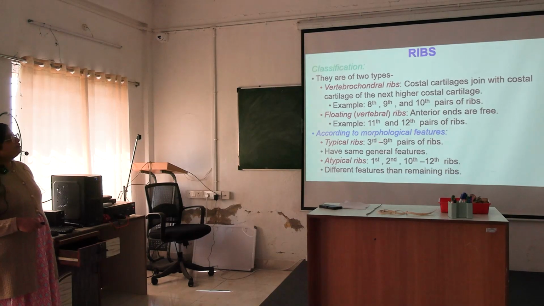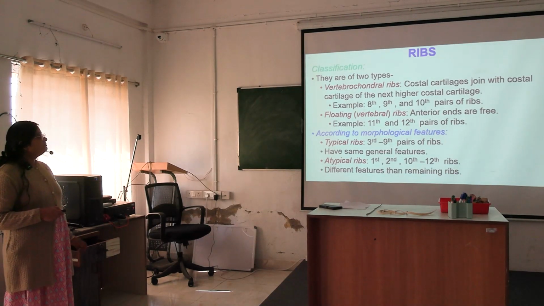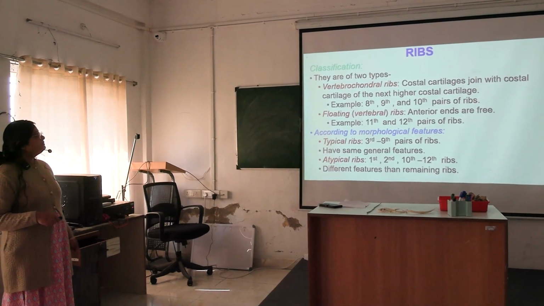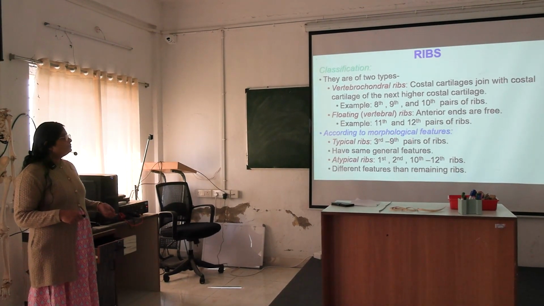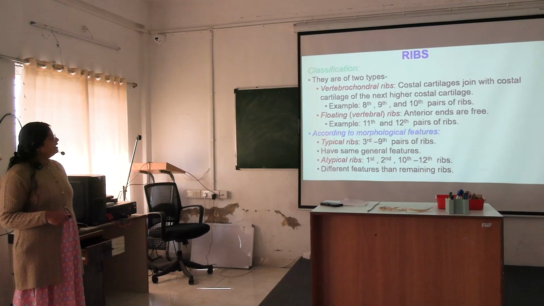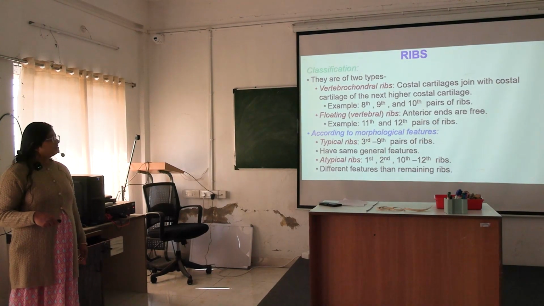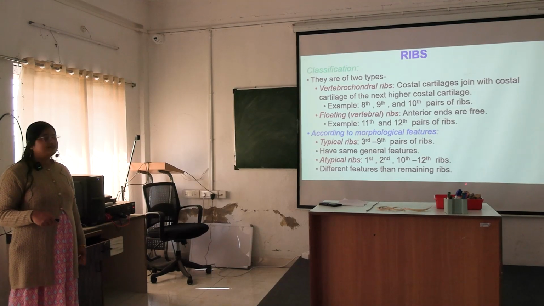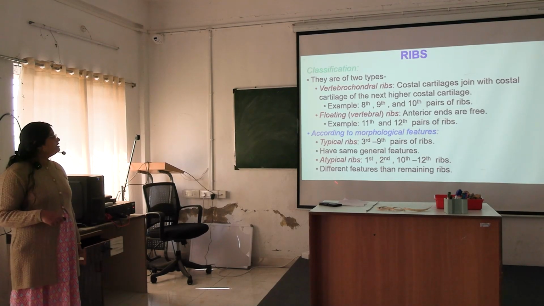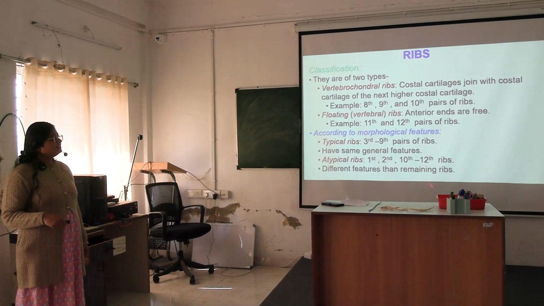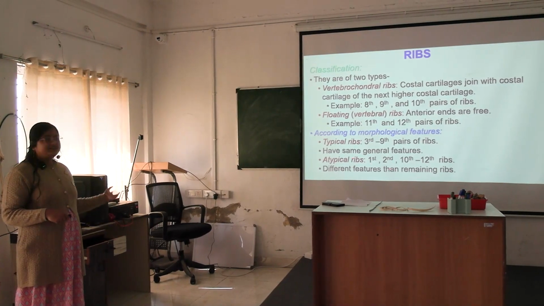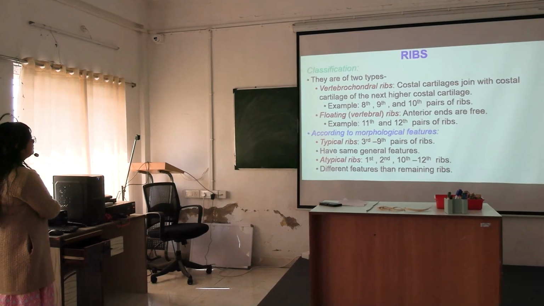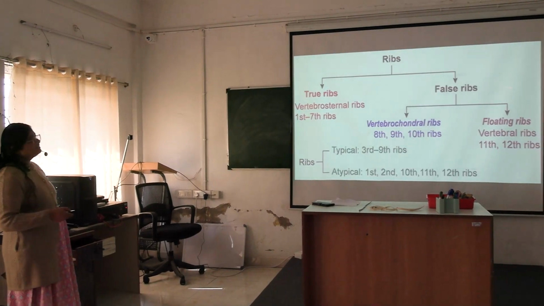Next, according to the morphological features, we are dividing the ribs into typical ribs and atypical ribs. Typical ribs are 3rd to 9th pairs of ribs and they have the same general features. And atypical ribs are the 1st, 2nd, 10th, 11th and 12th ribs. They have different features than the remaining ribs, different than these typical ribs.